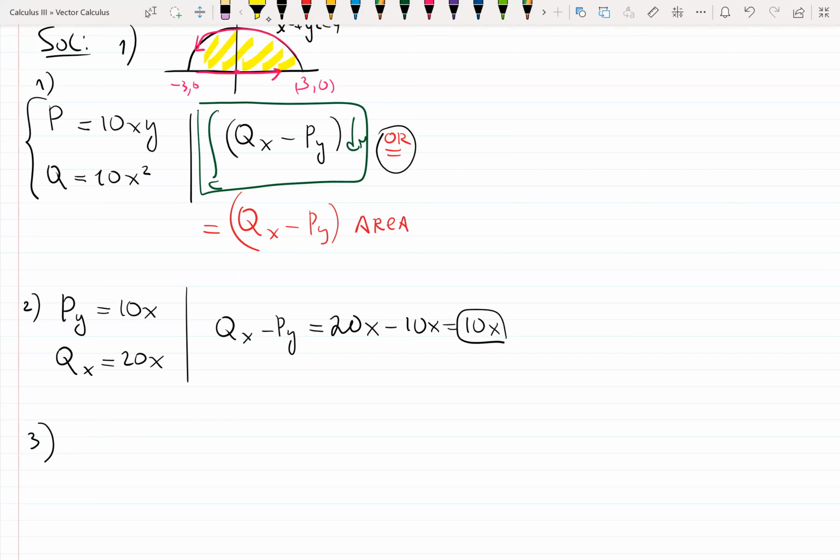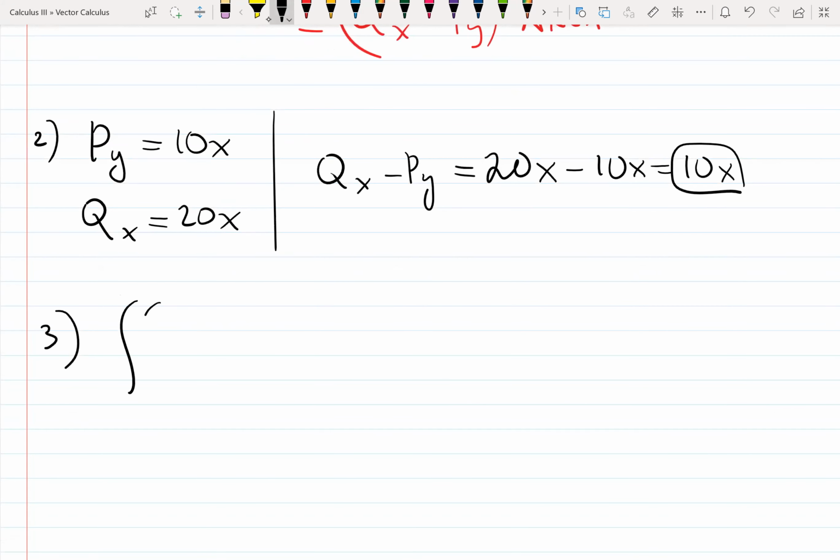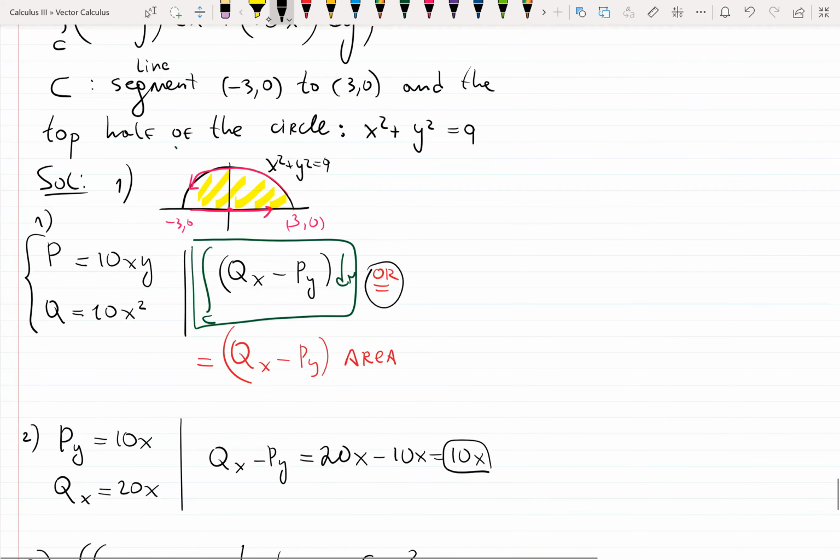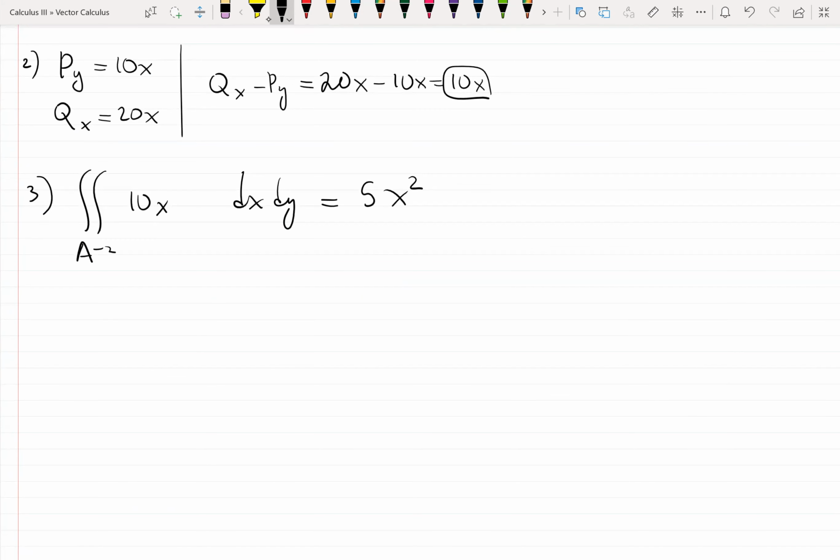No. Okay, if no, let's do that. Then integral dx dy, 10x, and then what, times the area? I'm trying to figure out what you guys want to do with that. For now, we don't know what the area is. The integral of x is x squared over 2, so it's 5x squared. X is from what to what? Minus 3 and 3, right? So it's going to be from minus 3 to 3. That is 0. 9 minus 9 is 0.